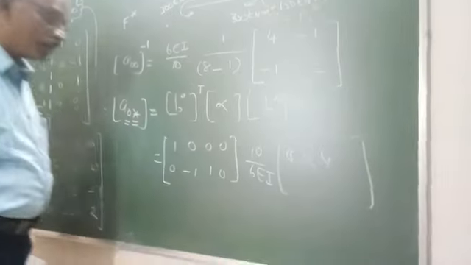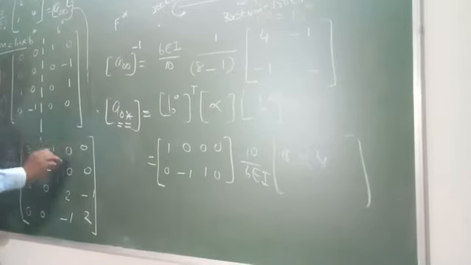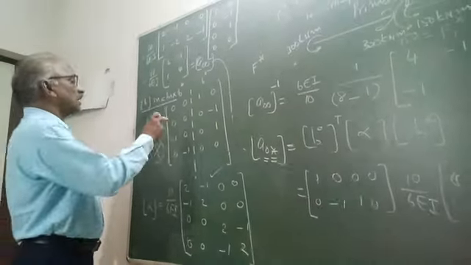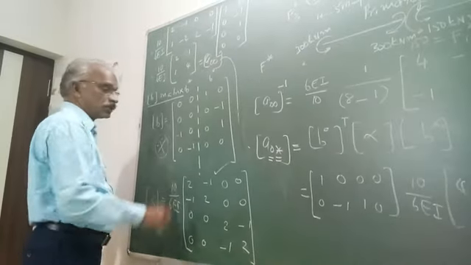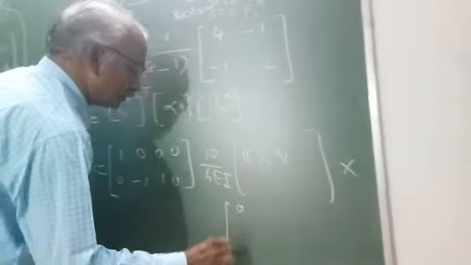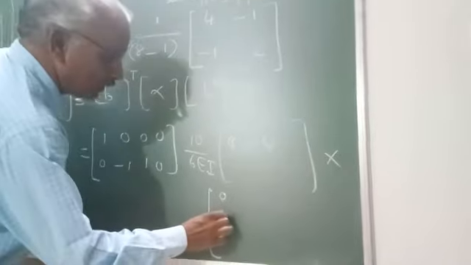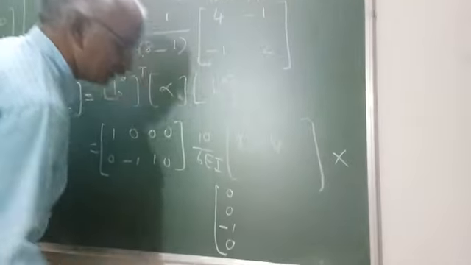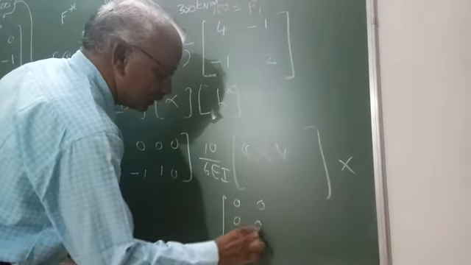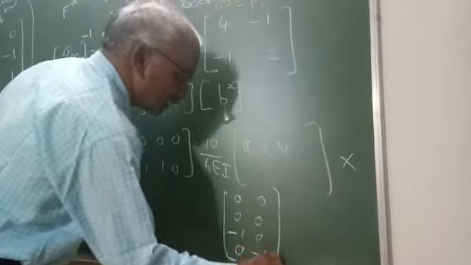4 by 4, I don't want to repeat. This 4 by 4 matrix you have to rewrite. Then coming to the third one, B star. B star is 0 0 minus 1 0, and 0 0 0 0 0 0 minus 1.